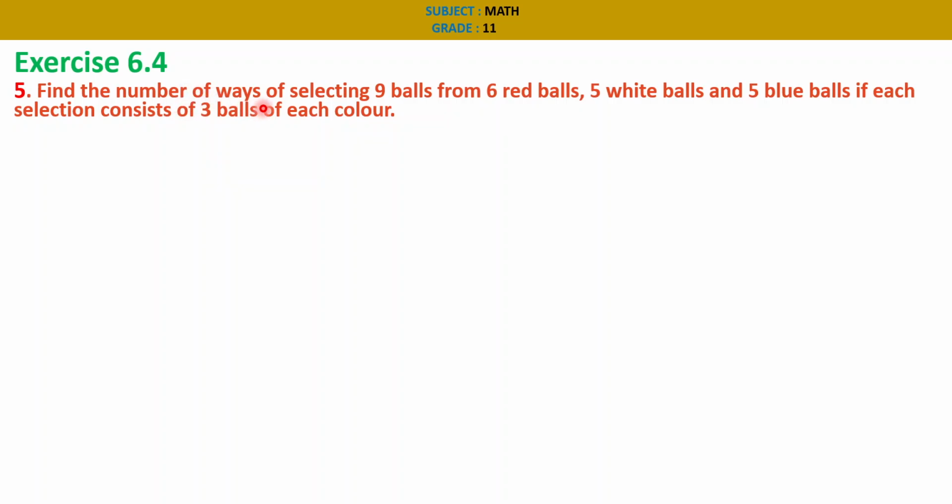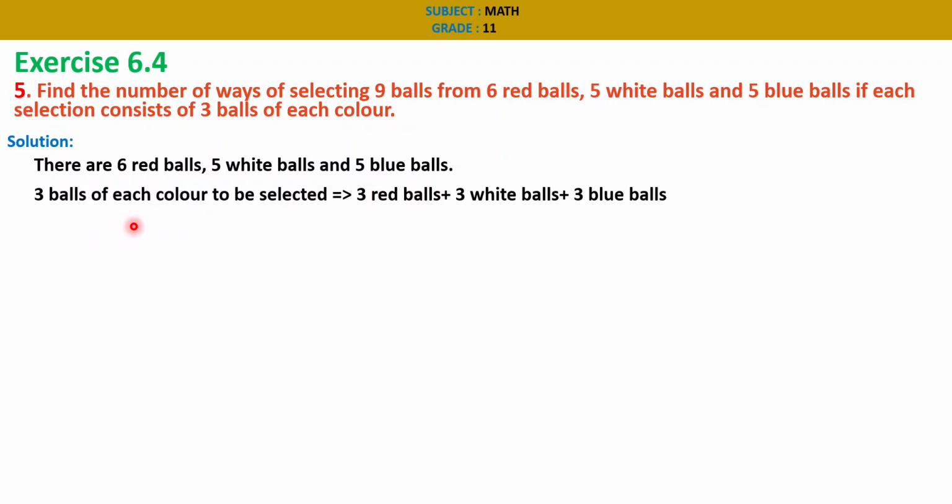Find the number of ways of selecting 9 balls from 6 red balls, 5 white balls and 5 blue balls if each selection consists of 3 balls of each color. Yes, here we need 3 colors. So from the 6 red balls we need 3 red balls, from the 5 white balls we need 3 white balls and from the 5 blue balls 3. Therefore 3 balls of each color are to be selected. That is 3 red balls, 3 white balls and 3 blue balls.